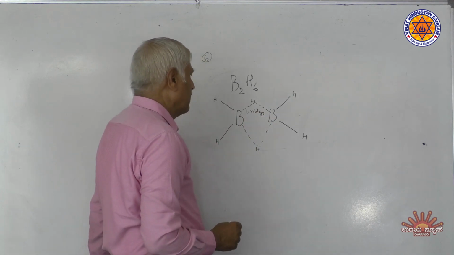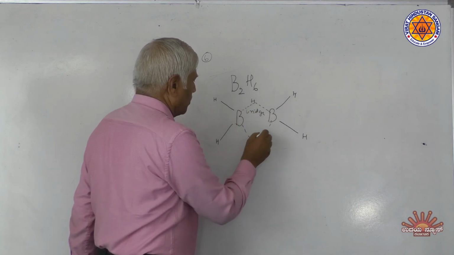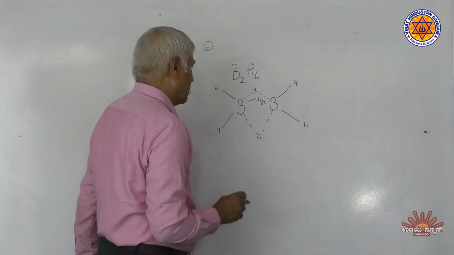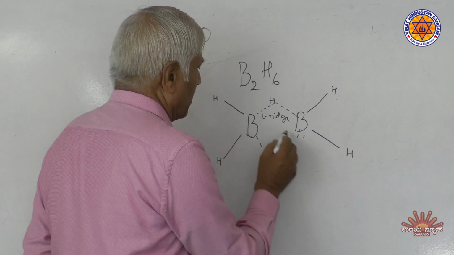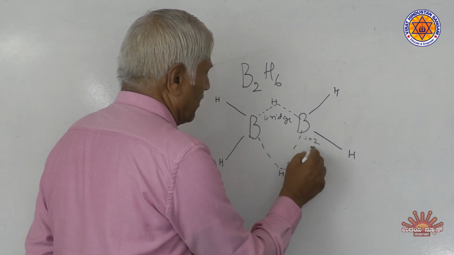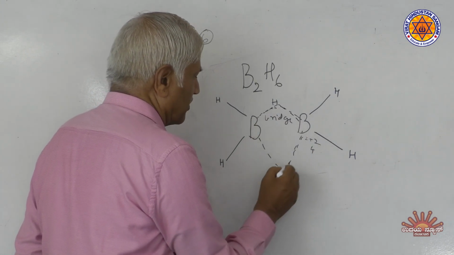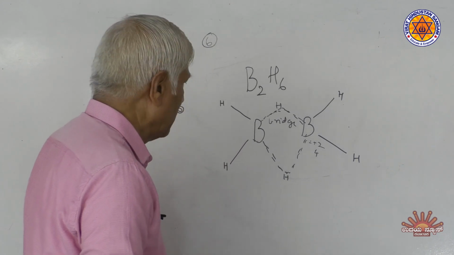Yes, totally we need 2 plus 2 plus 2 plus 2, 8 electrons for these bonds. But from both the boron atoms we have 2 electrons, from hydrogen atoms we have got another 2 electrons, only 4. So these are called the bridge bonds. That is the structure of diborane.